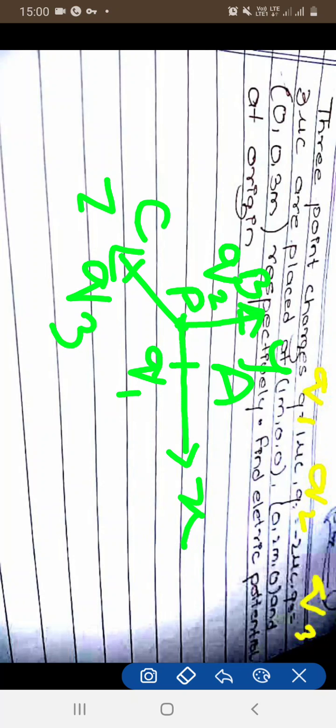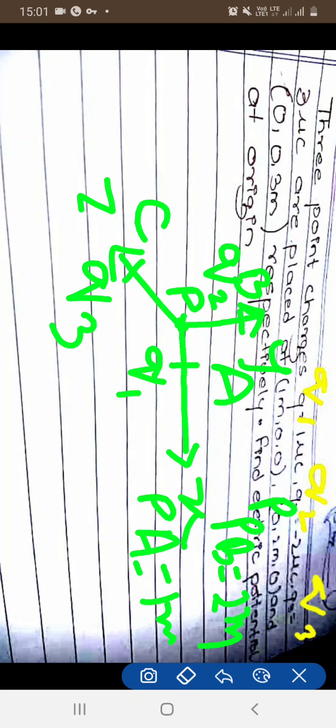Now, at origin, at point P, we have to find the electric potential. So, you know the distance PA. Now, PA is equal to 1 meter. You can write PB is equal to 2 meter. You can write PC is equal to 3 meter.